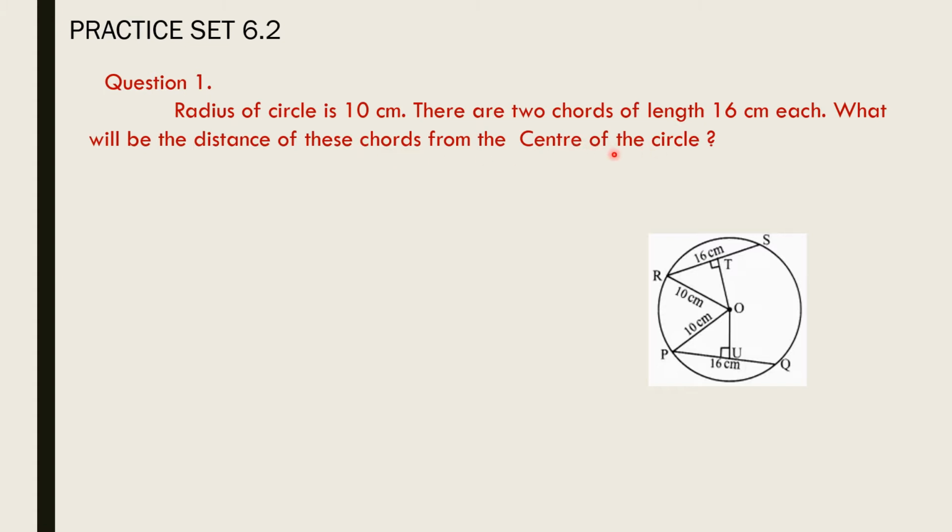First draw the figure. In this figure, O is the center of the circle and the two chords are RS and PQ. The lengths of RS and PQ are 16 cm. And in this figure OR and OP are the radii, that is 10 cm. OR is equal to 10 cm and OP is equal to 10 cm. In this figure we have to find the length of OT and the length of OU.